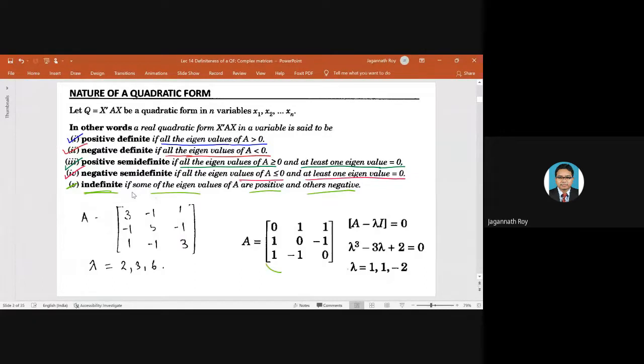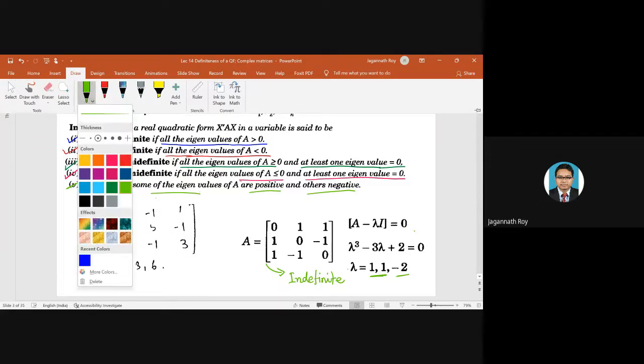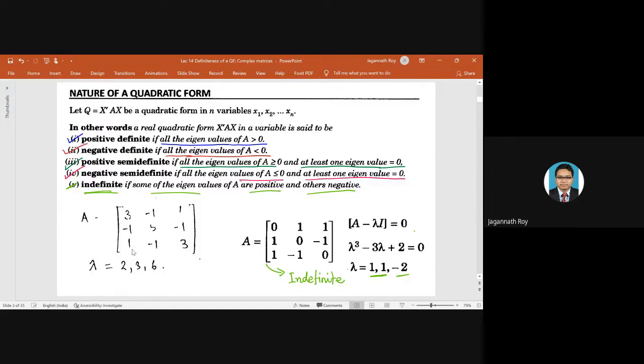So for this matrix, if you try to find the eigenvalues, we get two eigenvalues positive and one negative. So this is indefinite. But if you look at the other matrix, all the eigenvalues are strictly greater than 0. So this is positive definite.